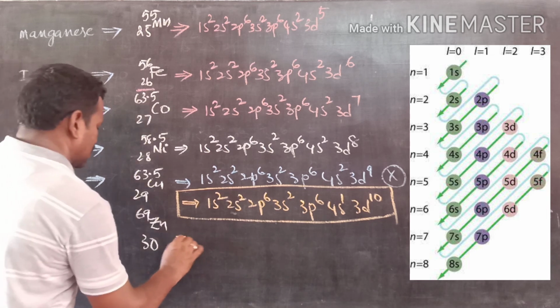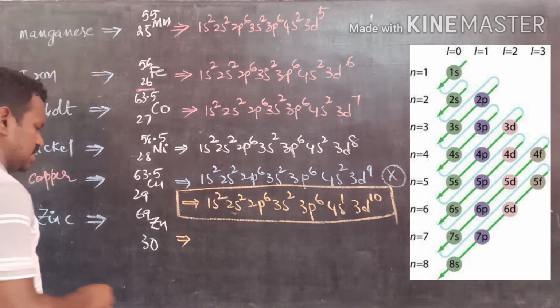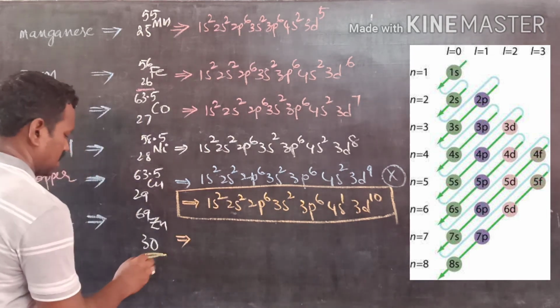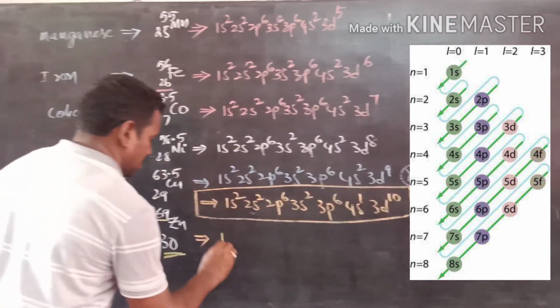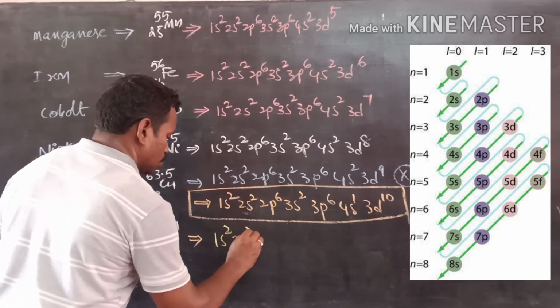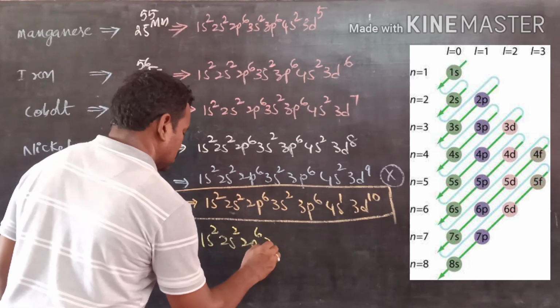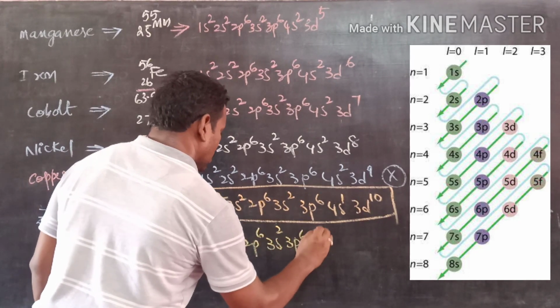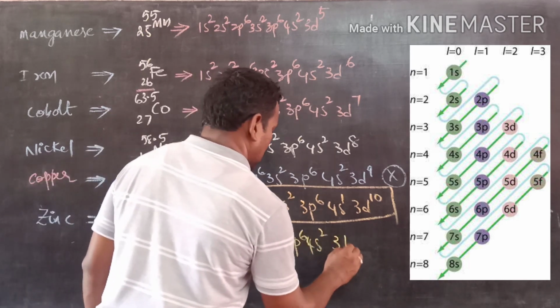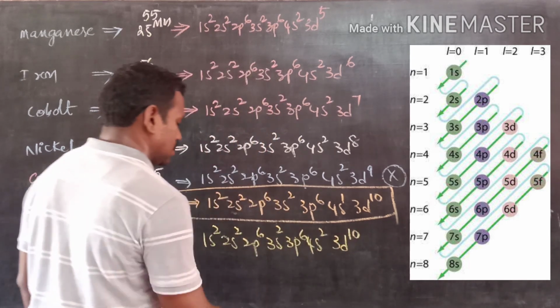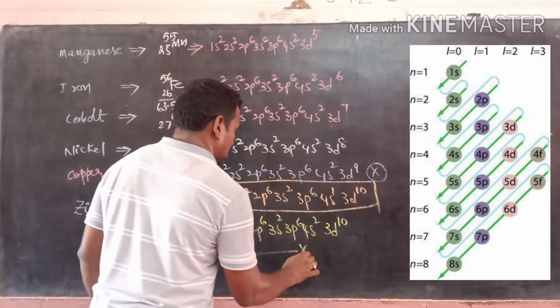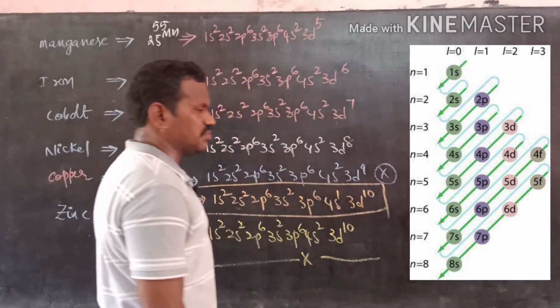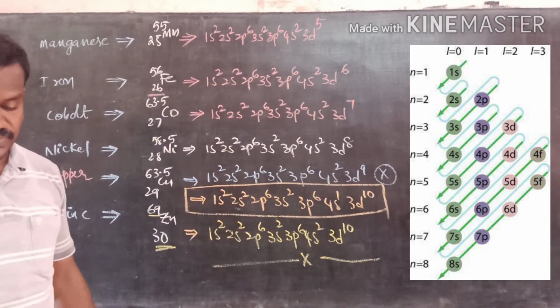Now comes the final representation, that is zinc. Atomic number is 30, mass number is 69: 1s2, 2s2, 2p6, 3s2, 3p6, 4s2, and lastly 3d10. These are all the various electronic configurations of the elements, up to 30 elements.